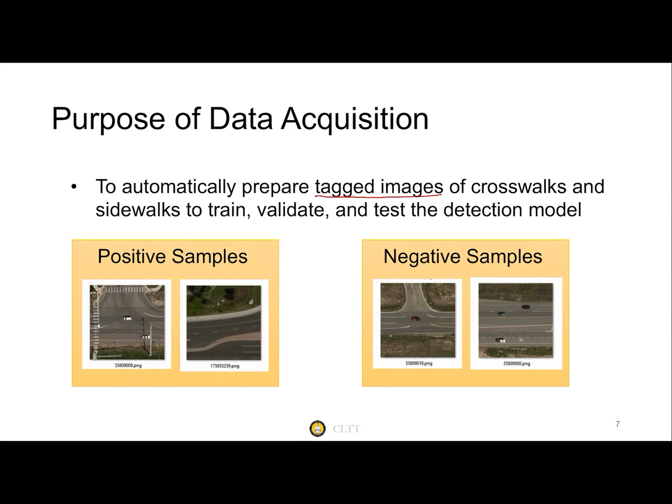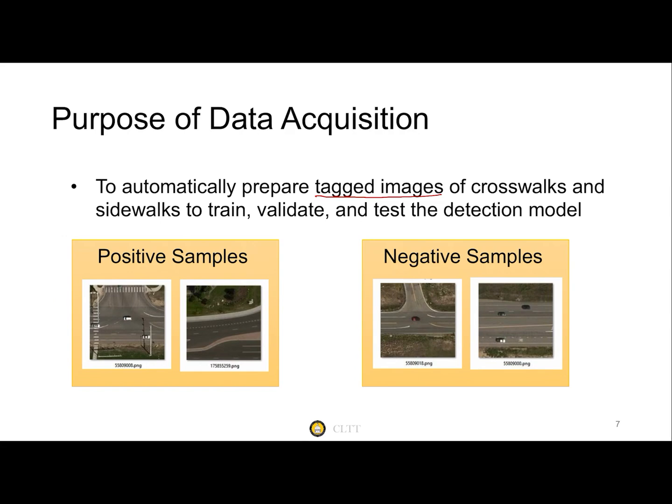So we need to provide as many such tagged images as possible to train the model, and to prepare those high quality tagged images. Traditionally, we can do it manually, like we hire students and let them check each image, and then if there is a crosswalk or sidewalk, they can give it a label as crosswalk or sidewalk or none. That's the traditional way. But the traditional way has some limitations.